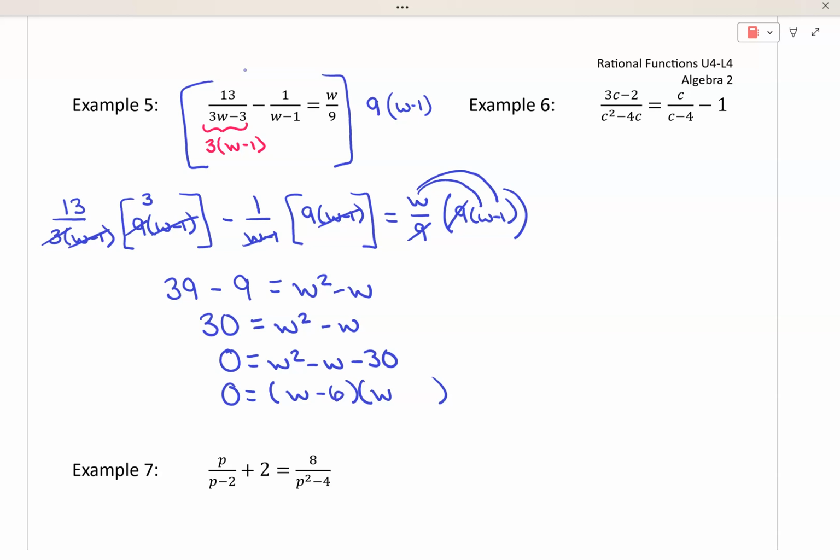Hopefully you said negative 6 and positive 5, which means w minus 6 equals 0. So w is 6. w plus 5 equals 0. So w equals negative 5. Again, I hope you are checking these, but both of these are right.